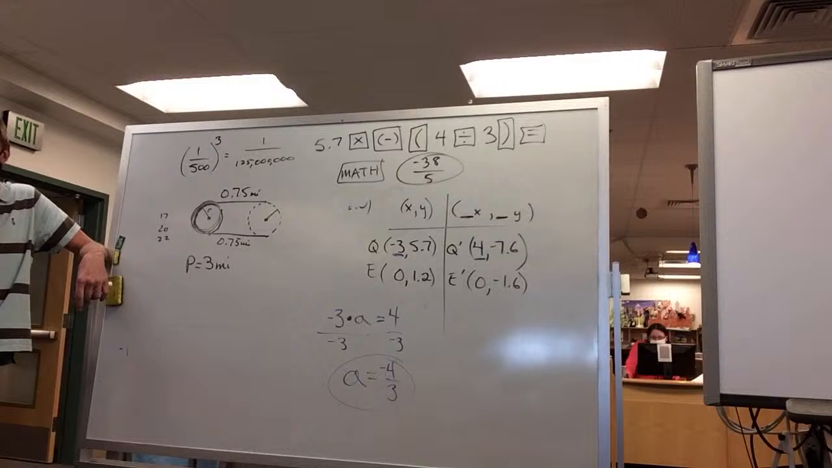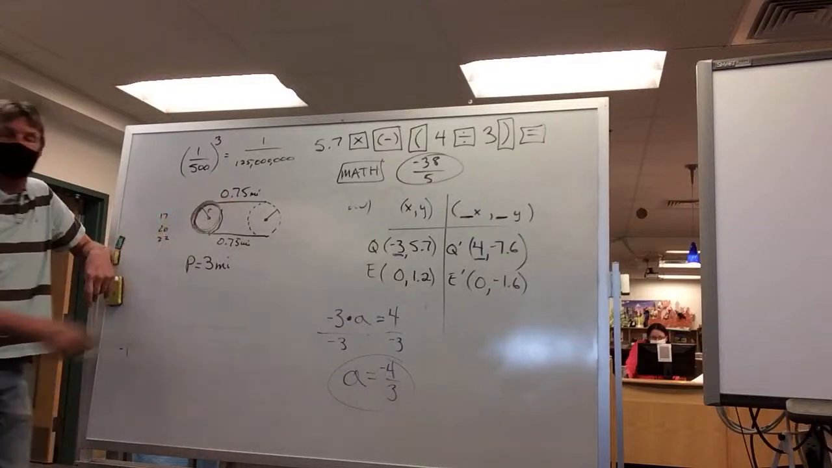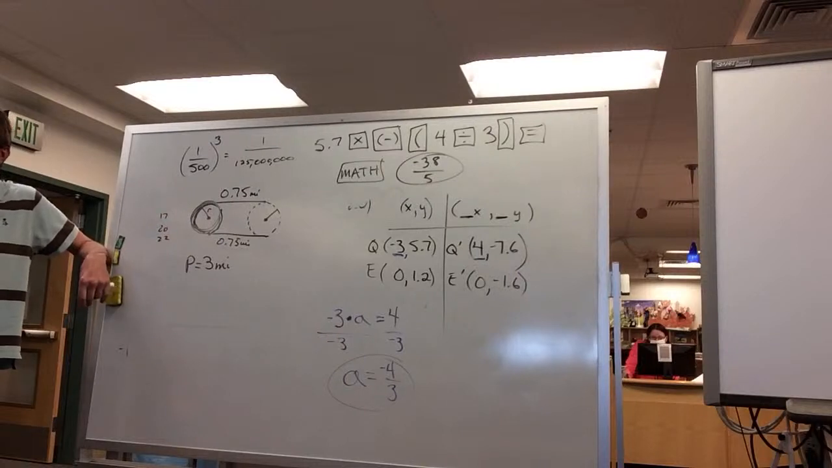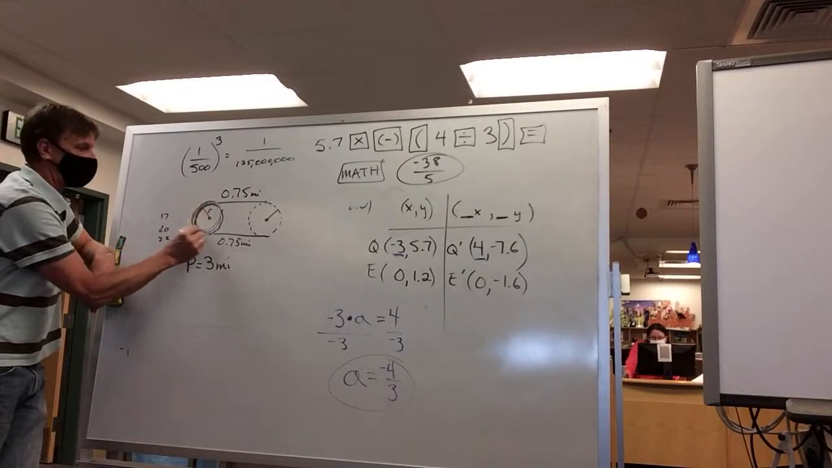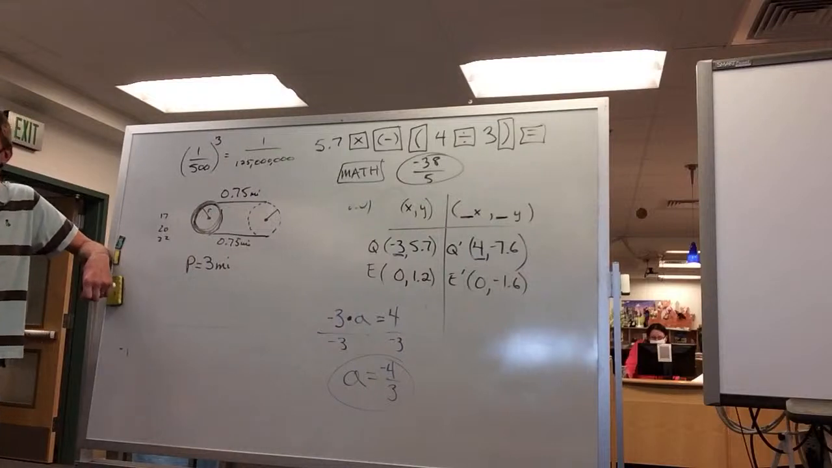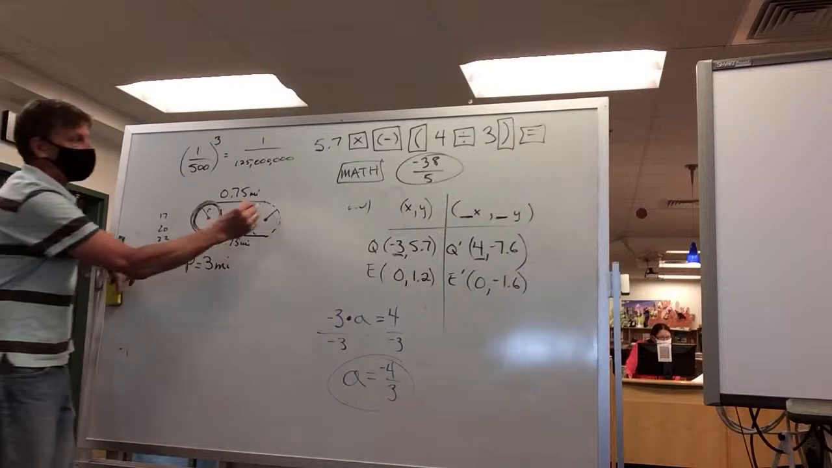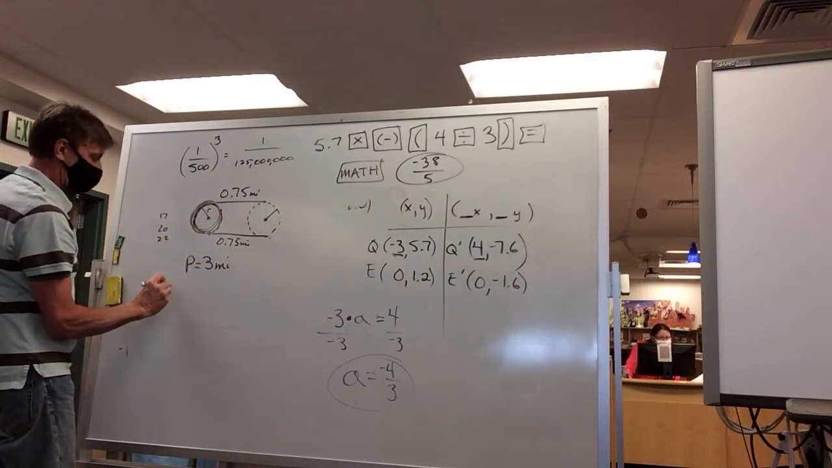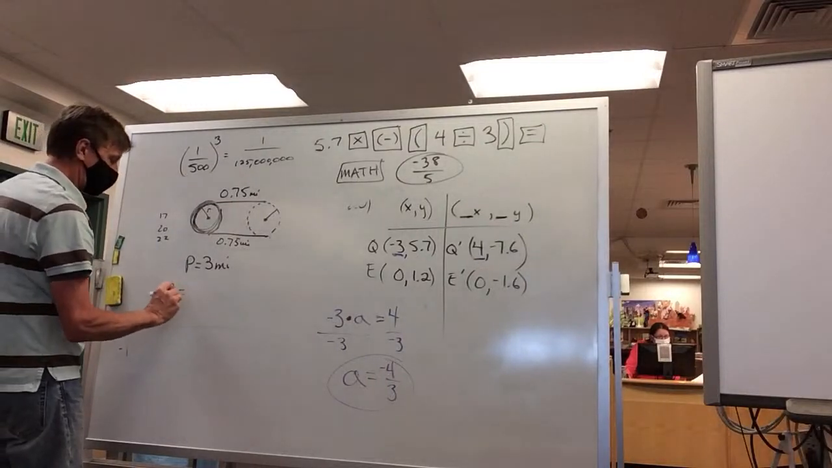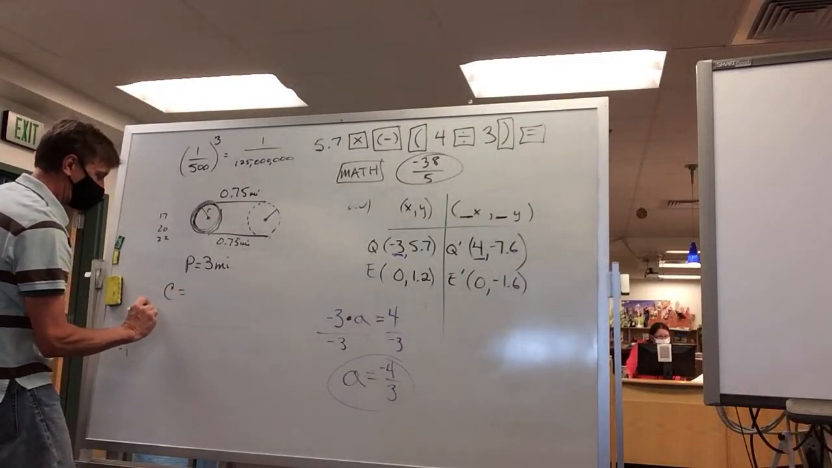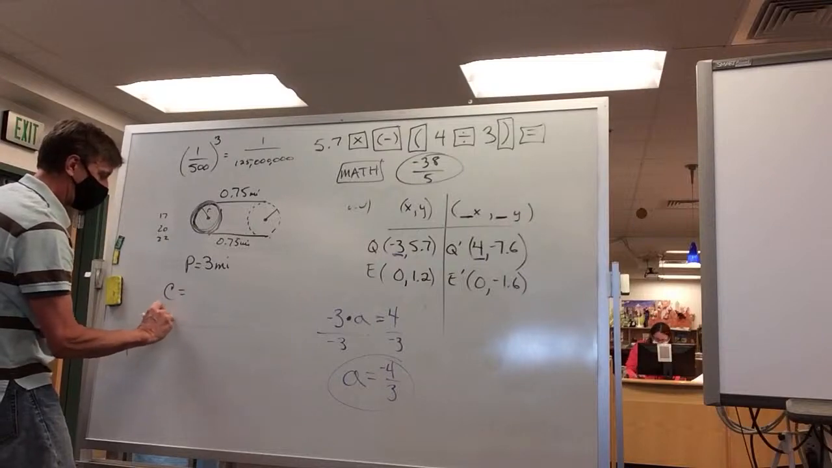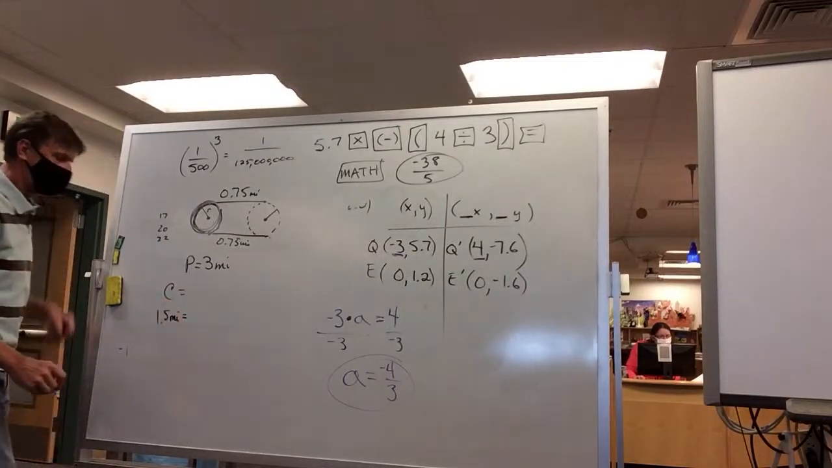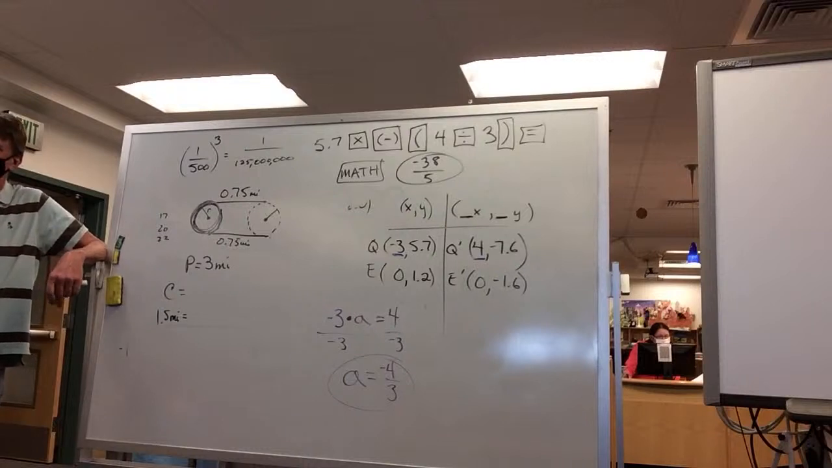If the perimeter is the distance all the way around the track, what's 0.75 plus 0.75? 1.5. So the whole circle has to be 1.5. See, this would be 0.75 and that would be 0.75. So the circumference of this circle is equal to 1.5 miles. And what is the formula for the circumference of a circle?